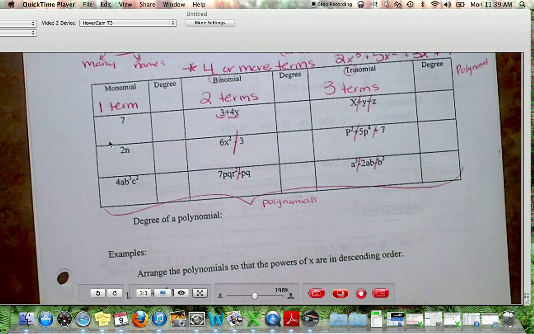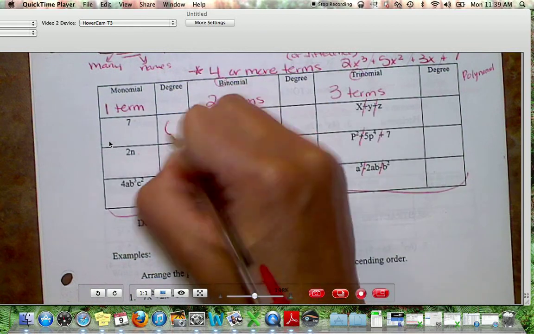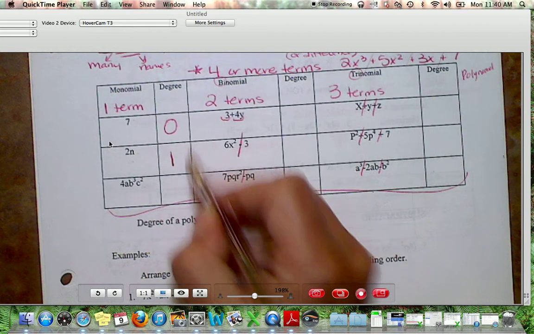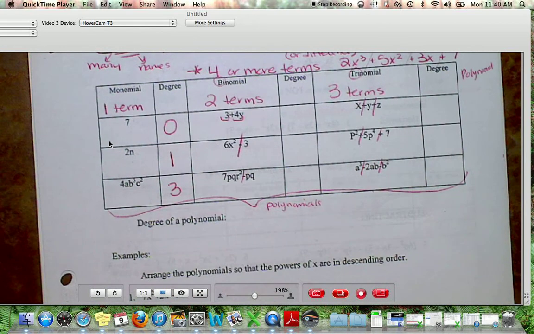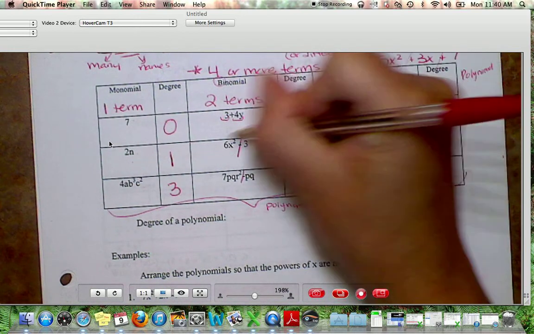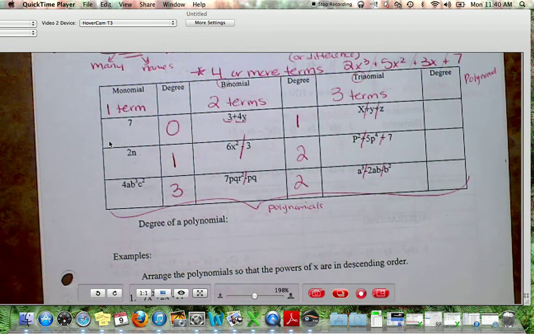So if you want to find the degree of a polynomial, this is very simple. The degree, I'll give you some examples and then you see if you can figure it out. The degree in this one is 0. The degree in this term is 1. And the degree in this one is 3. Have we figured it out yet? All right. Let's look at this one. The degree of this polynomial is 1. The degree in this one is 2. And the degree in this one is 2.